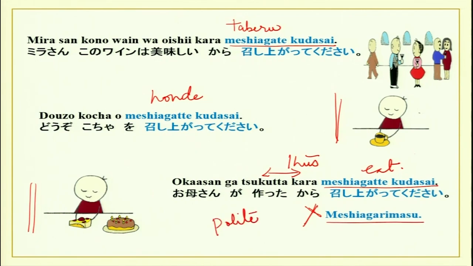And to yourself, you don't have to use this verb. You can use tabemasu. To your family members also, immediate family members, you will not use meshiagarimasu. Always use tabemasu. So these polite verbs, you need to understand that you cannot use with family members and with yourself. It's only in formal situations and people older to you or when you want to give respect to others.